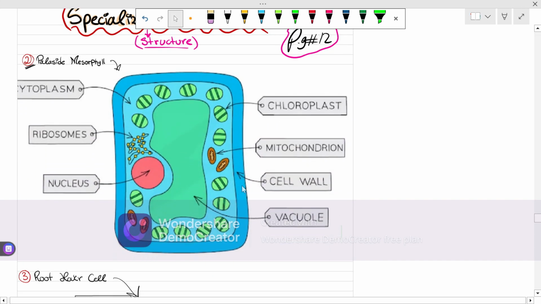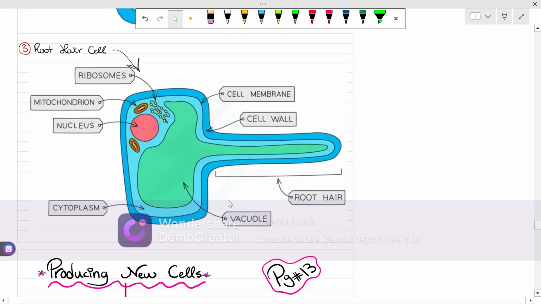The next one is the palisade mesophyll cell. It's column shaped to maximize absorption of sunlight, and it contains a huge number of chloroplasts, as you can see, to maximize photosynthesis. Next is the root hair cell. The root hair cell has a large surface area to maximize absorption of water. It contains a thin cell membrane to allow water and mineral ions to pass in and out easily. And that is it for all specialized cells in plants and animals.